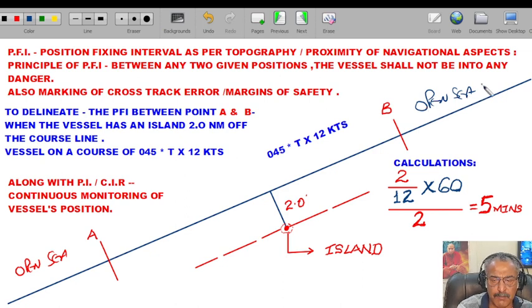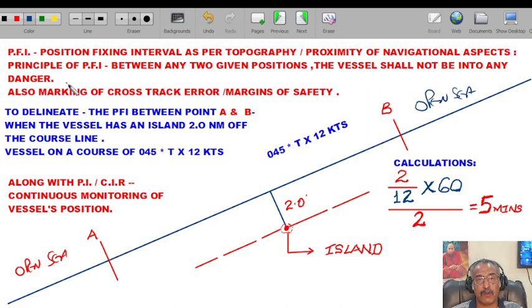You can come to your 30 minutes interval as per company specified instructions. But what would be the PFI between A and B? That's my question. Taking into consideration that between any two consecutive positions, the vessel shall not be running into danger. That's what I described earlier, that between any two given positions, the vessel shall not be running into danger. That is the principle of PFI. And also marking cross-track errors as a margin of safety.